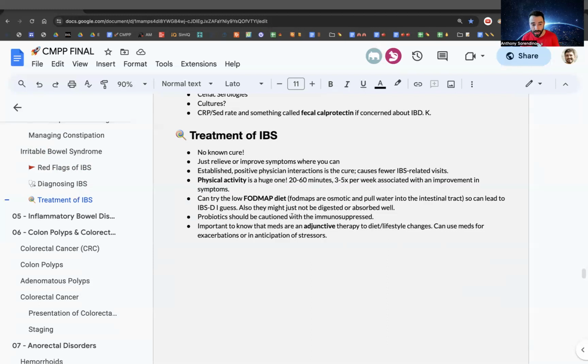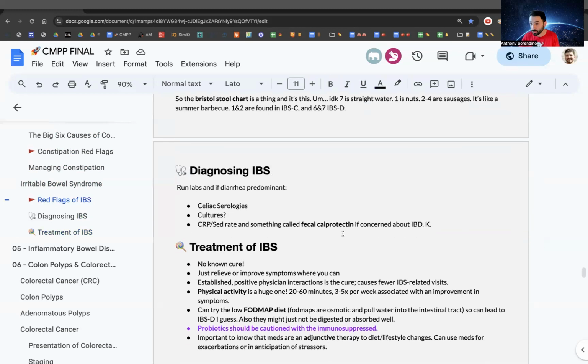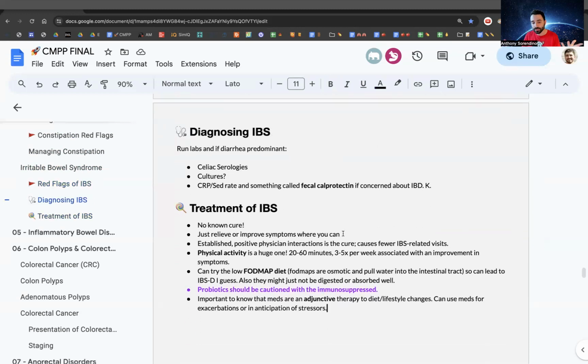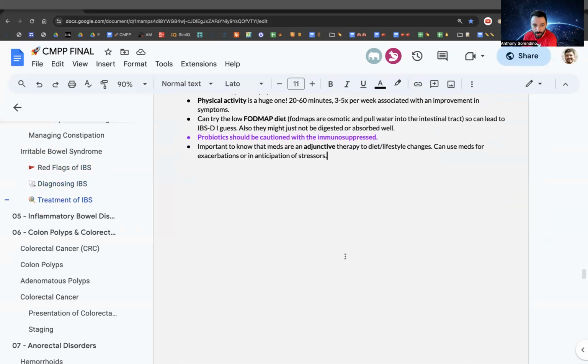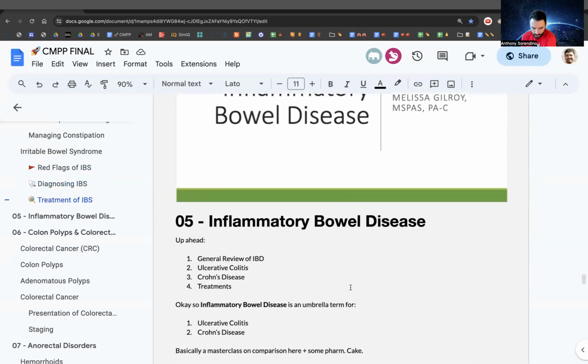Do not give probiotics to the immunosuppressed. I could see that being a question. And remember, they have to come up with 100 questions from this. So as much as I say some of this stuff is weeds, this could totally be a question. You have to get 100 questions from 7 PowerPoints, so there's probably going to be some pretty specific stuff on here. There are meds, because we talked about like 12 of them, but remember, they're adjunctive therapy. Diet and lifestyle, like for everything in medicine, are the big things you want to change first. Okay, 5, inflammatory bowel disease.